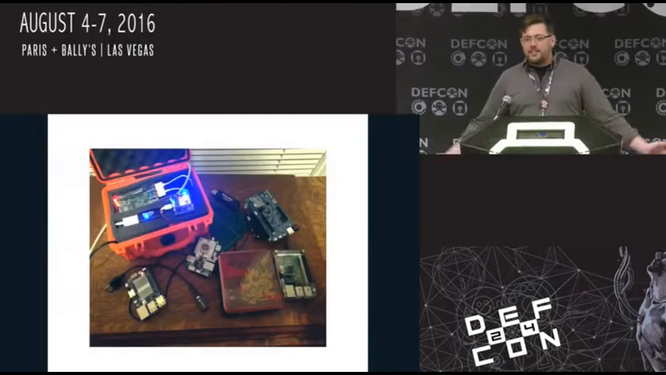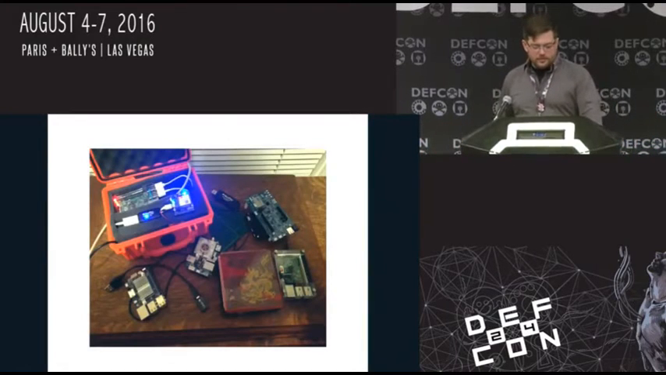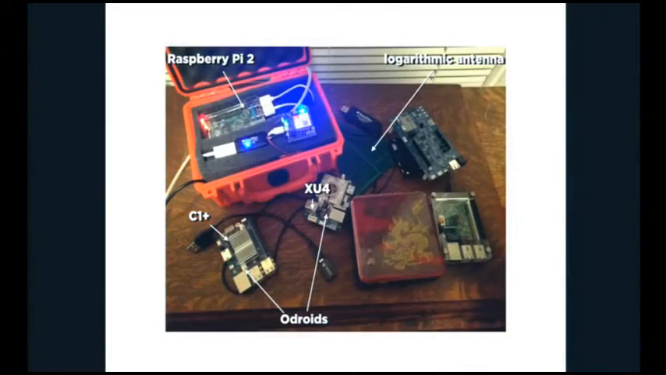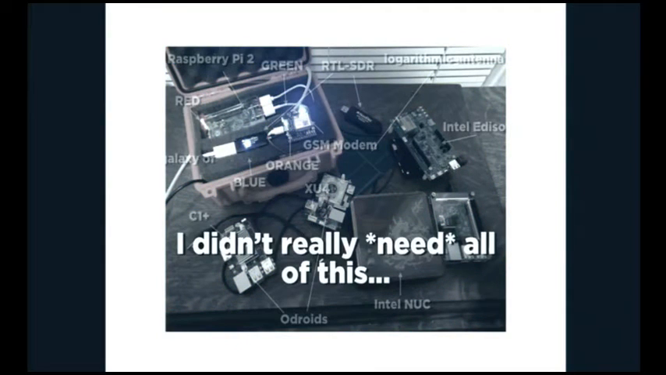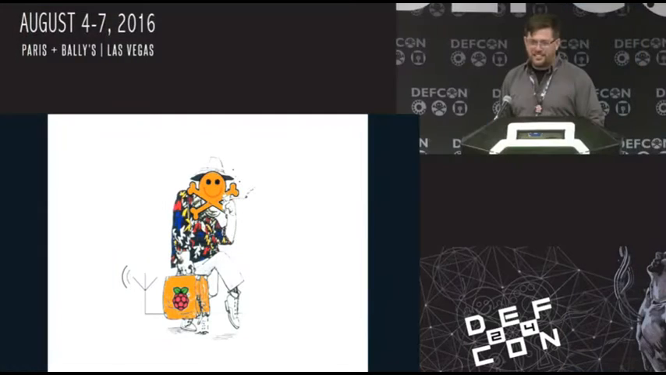In the process of this, I collected a lot of hardware. I had a Raspberry Pi 2, a logarithmic antenna, a couple of Odroids, a C1 Plus and an XU4, a galaxy of red and blue and green and orange LEDs, an Intel NUC, an Intel Edison, a GSM modem, a handful of RTL SDR devices. I didn't really need all this stuff, but when you get locked into a serious hardware collection, the tendency is to push it as far as you possibly can.